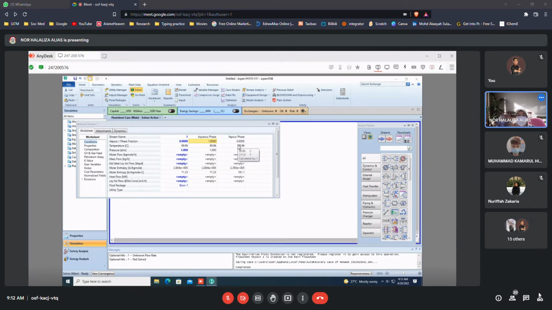Vapor is 0. Okay, what if you change to 10 atm? What will be the temperature? Change to 10 atm. 180.6. Okay, check. Good. 180.6 and the phase is aqueous. Okay, good.